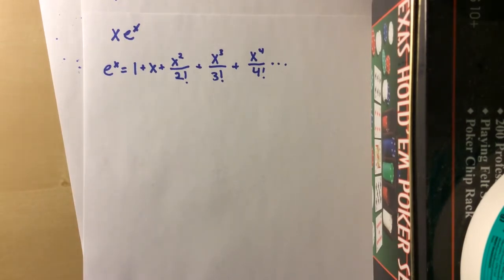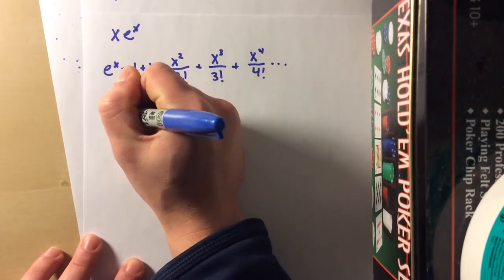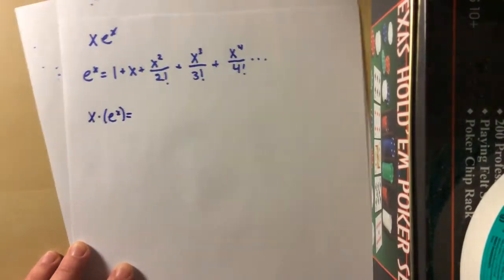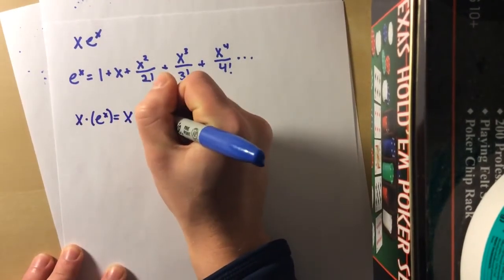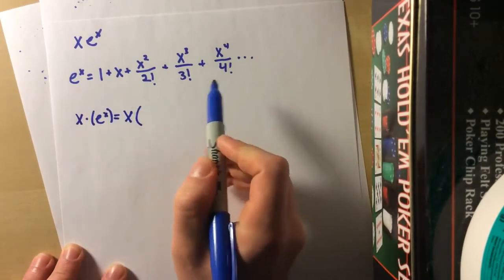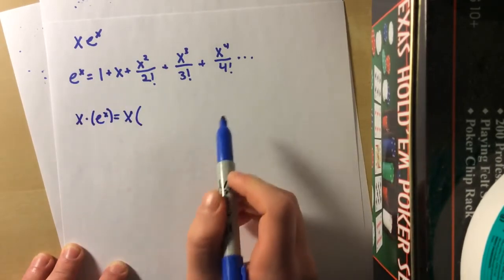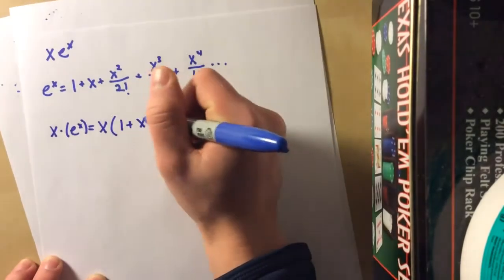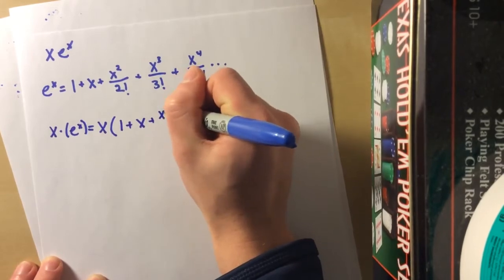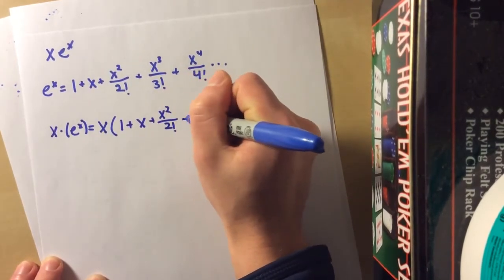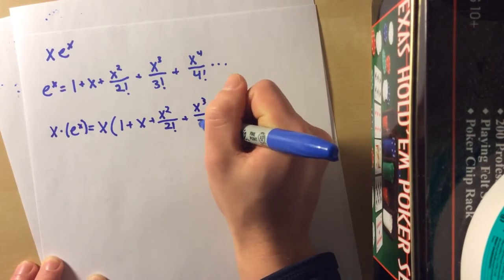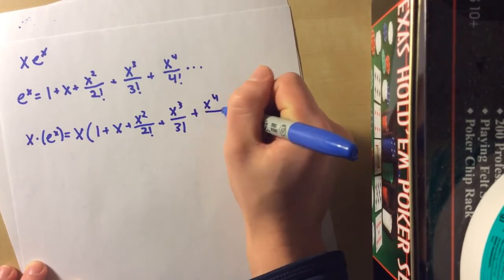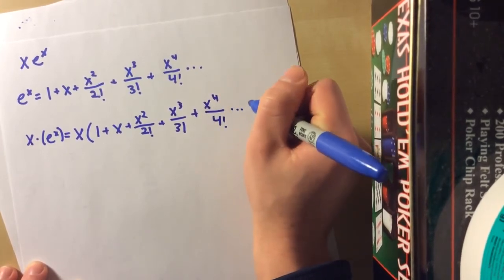Well, then what we can do with that is say that x times e to the x is equal to x times the quantity of this Taylor polynomial, because we can write e to the x as this Taylor polynomial since it's an approximation of it. So let's write that out. x to the fourth over 4 factorial. It's going to keep on going up until infinity.